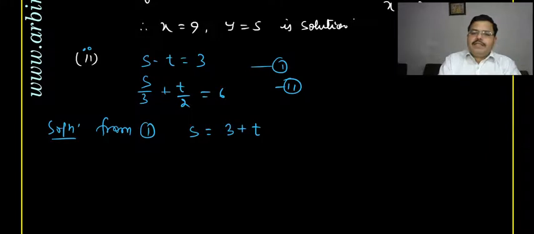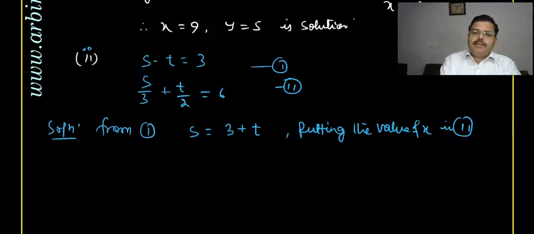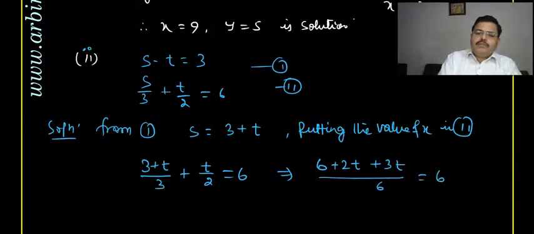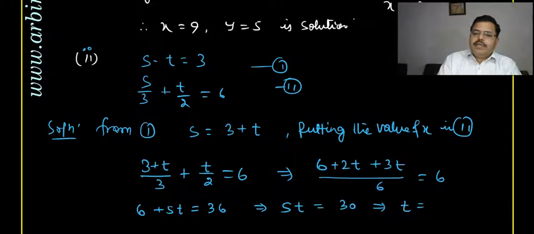Now putting the value of s in the second, because we have to substitute the value of one variable from the first equation into the second. So s is equal to 3 plus t, so this will be (3 plus t) divided by 3 plus t by 2 is equal to 6. That will be 2 times 3, that is 6, plus 2t plus 3t, and LCM will be 6, is equal to 6. So 6 plus 5t is equal to 36, so 5t is equal to 30, and therefore t is equal to 6.